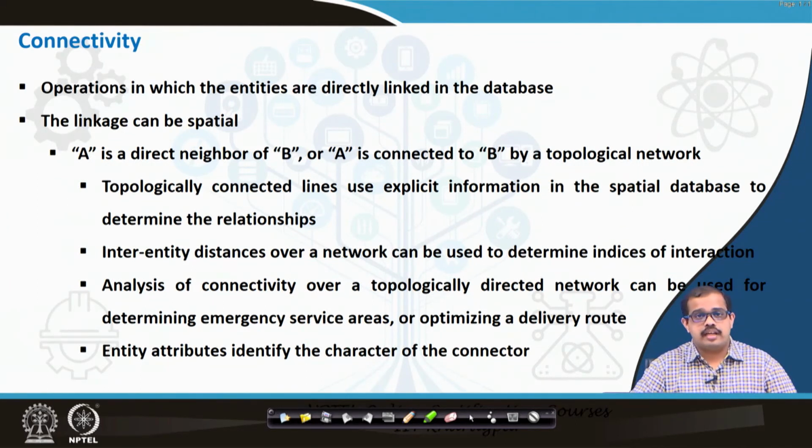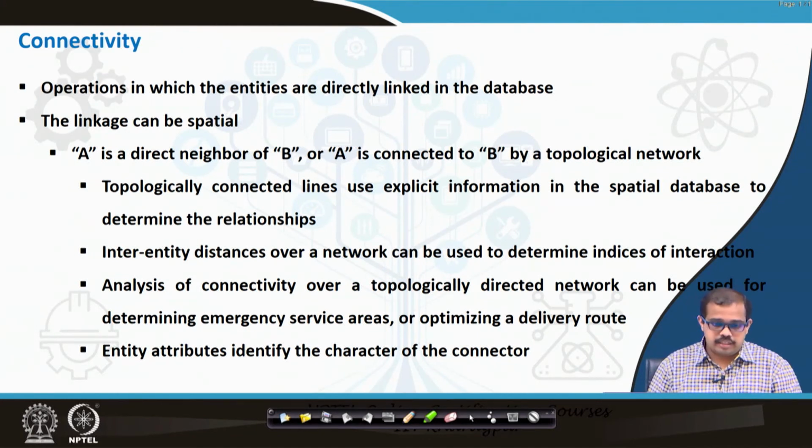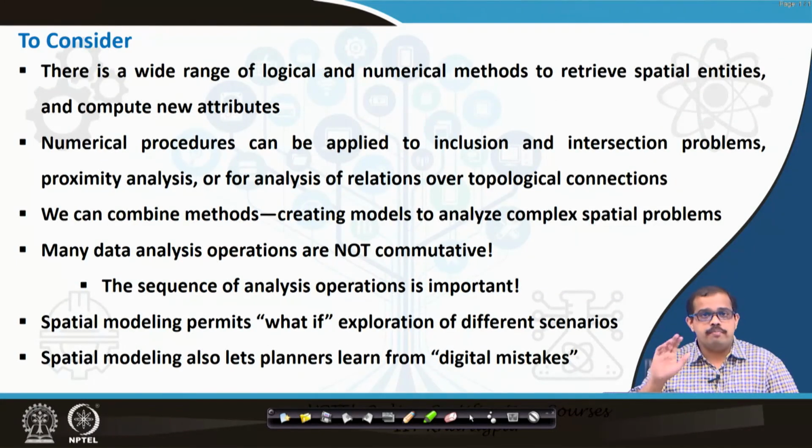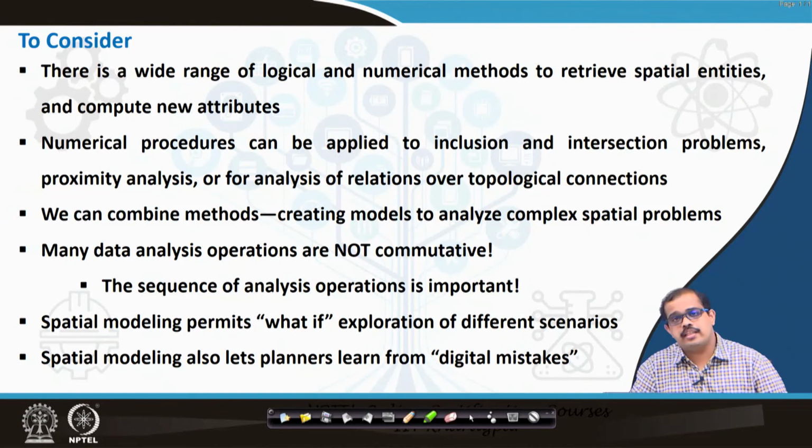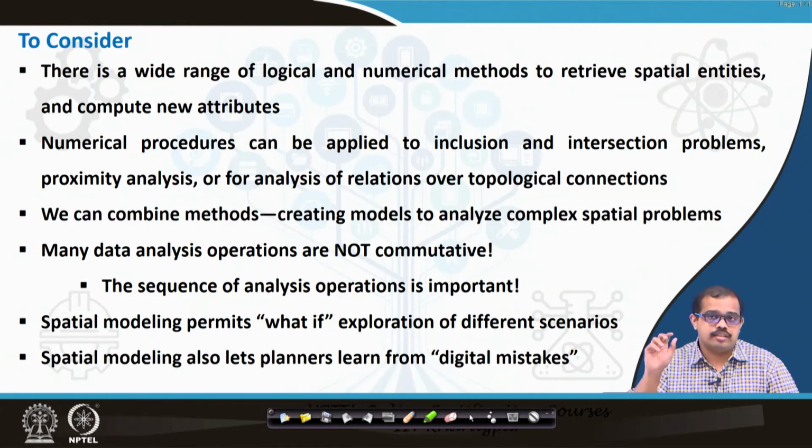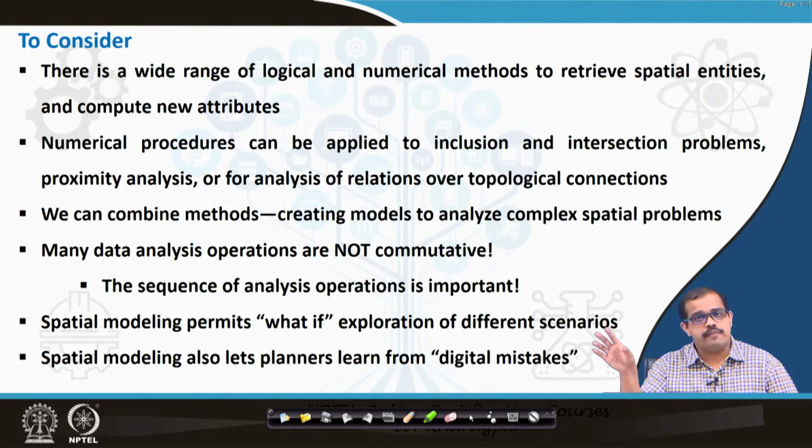Entity attributes identify the character of a connector. What are the different connectors? I have given you an example of what a connector is, what a node is, and how they are connected across each other. The very important thing that I have to point out before I finish the basic part of the analysis is that people have to understand certain things when looking at GIS. There may be a lot of logical and numerical methods to retrieve spatial entities, compute spatial entities, or do any kind of analysis or operations. So you have to look at exactly what is valid.